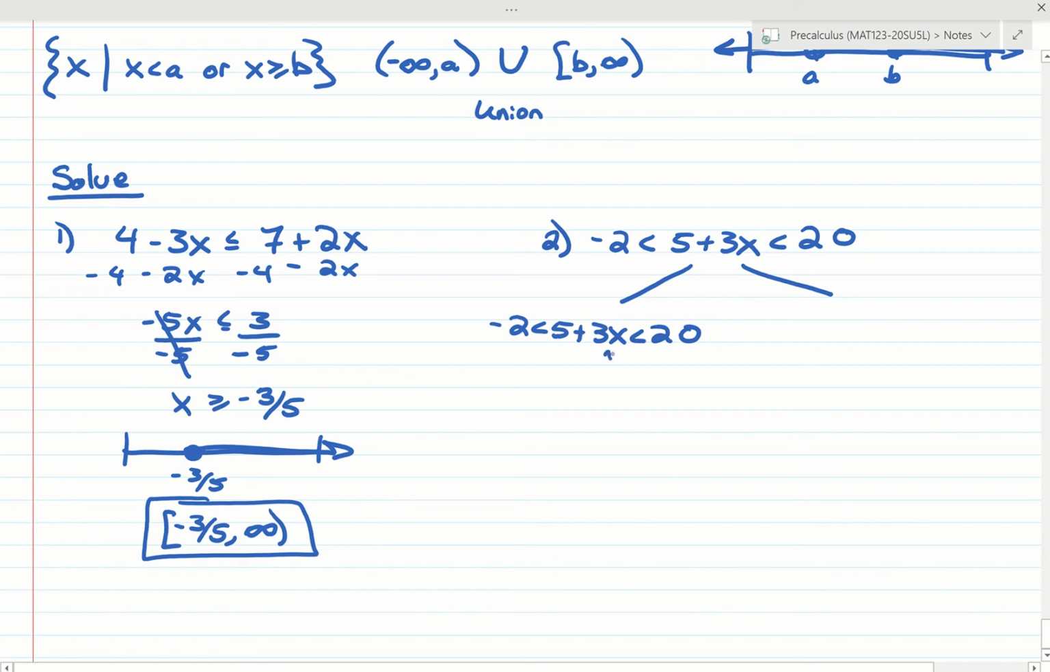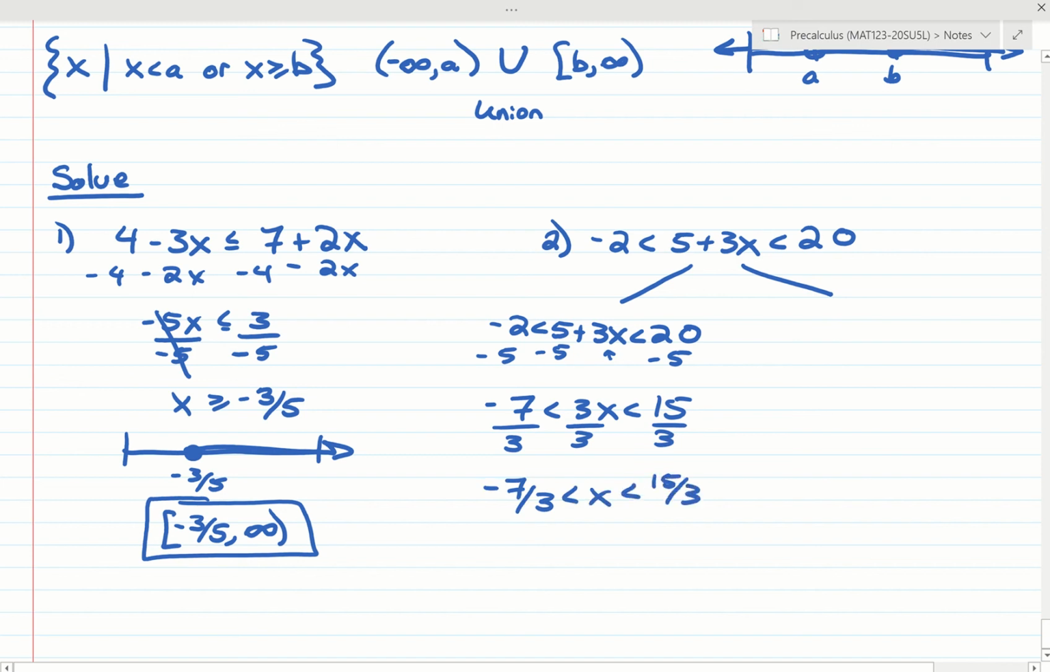So let's get this x by itself by subtracting 5 from that side, this side, and this side. And then we could divide by 3 here, here, and here. We get negative 7/3 is less than x, which is less than 15/3. Now, in interval notation, this would be negative 7/3 on the left, and on the right would be 15/3.